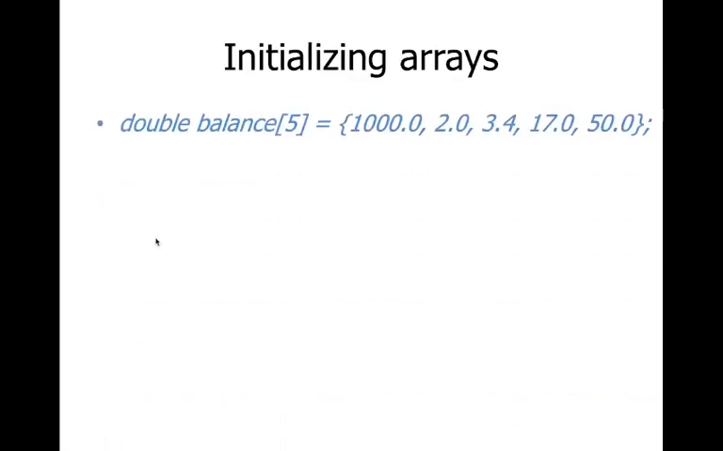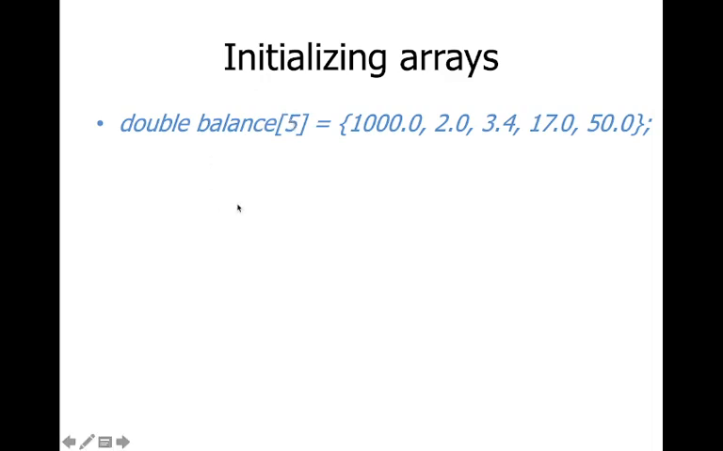So how to initialize this array? You can initialize it like this: double balance of 5 equal to, within braces, 5 elements: 1000, comma 2, comma 3.4, comma 17, comma 50.0. These values are entered within braces. The array is a 5 element array, so it will be balance of 0, balance of 1, balance of 2, balance of 3, balance of 4.